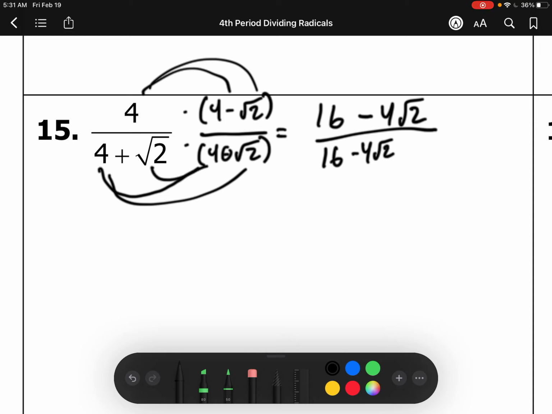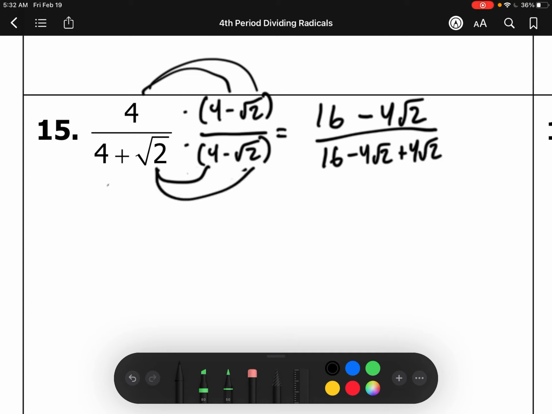Then we distribute the square root of 2 into here, right? Oh, let me erase this real quick. So now we're distributing the square root of 2, right? So square root of 2 times positive 4 is plus 4 times the square root of 2. And then square root of 2 times negative square root of 2 is going to give us negative square root of 4. All right, so if you see this, these cancel out.